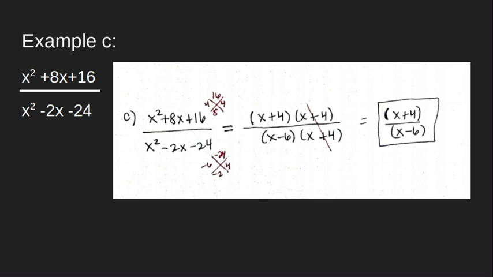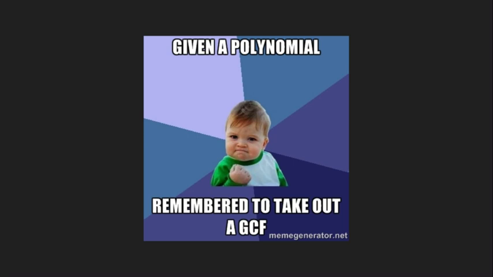So I can't just go and lob off the x squared or reduce 8x and negative 2x. No, no, no. You must factor. All right, so if you have a polynomial, remember to take out the GCF.